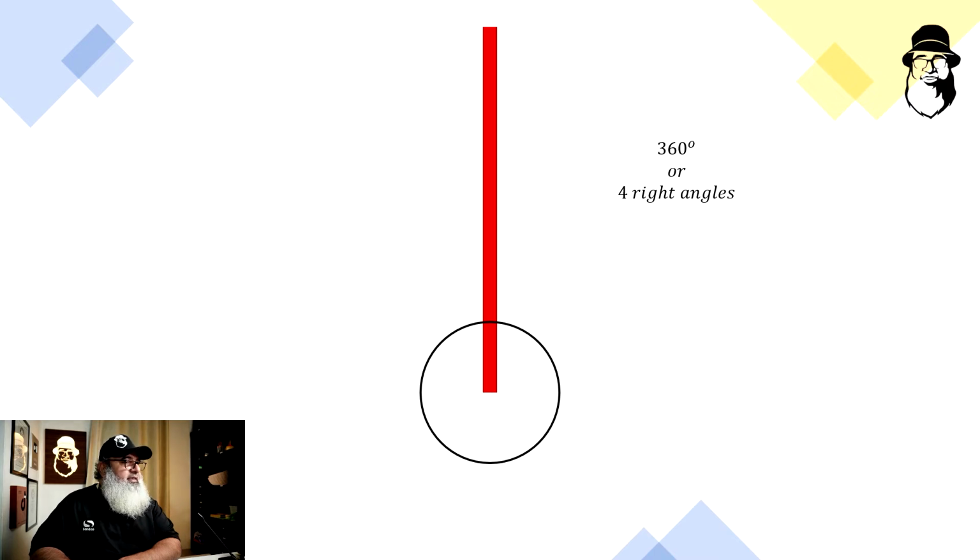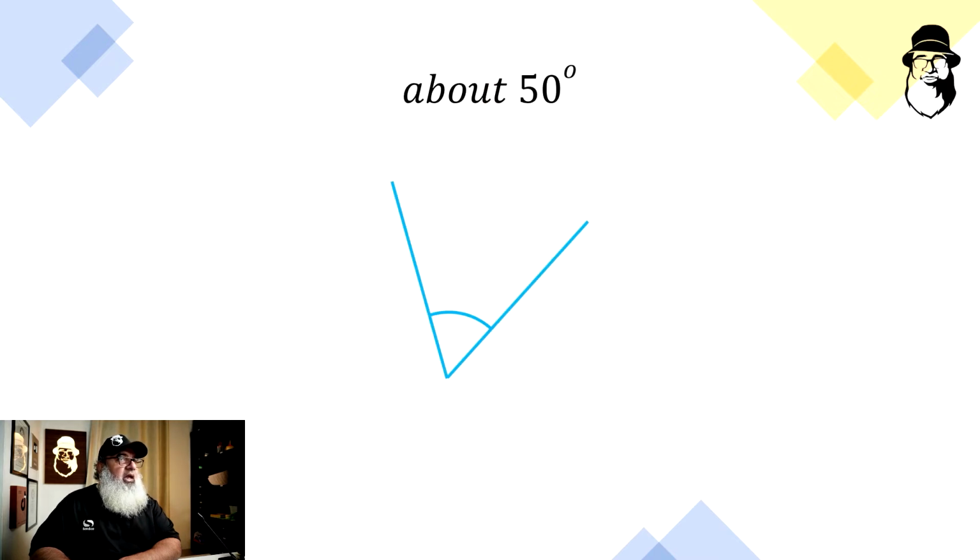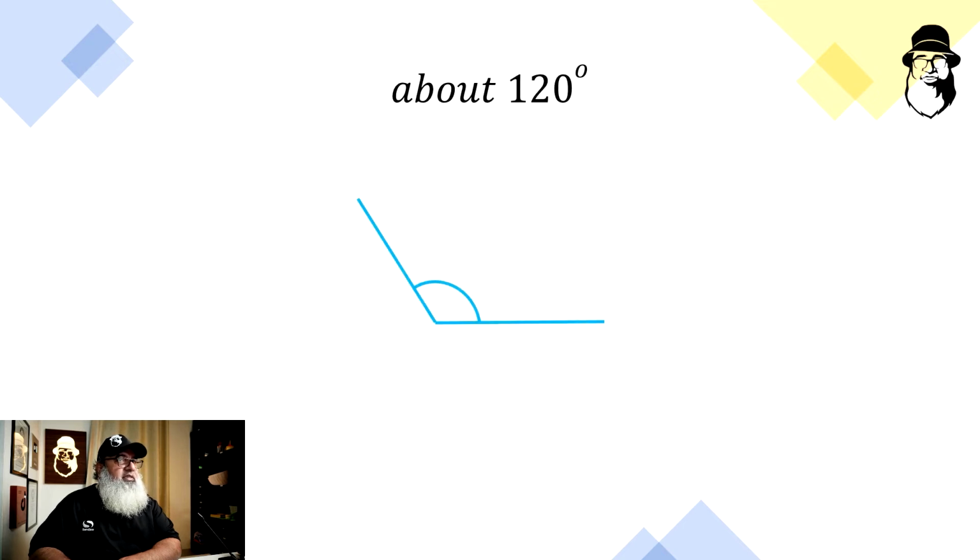Now let's estimate some angles. By looking at this angle, we know that it's less than 90 degrees and it's about 50 degrees. This angle is greater than 90 and less than 180 and it's about 120 degrees.